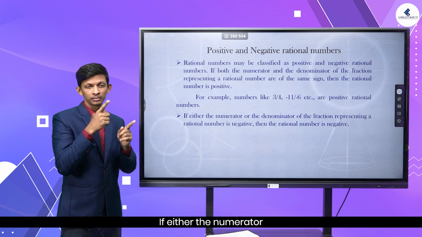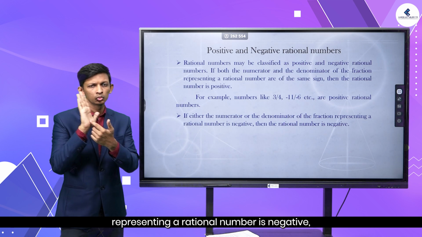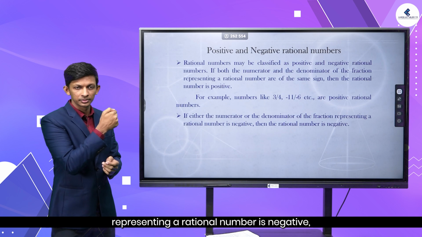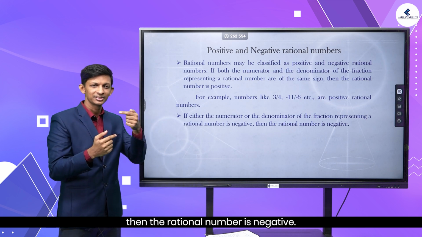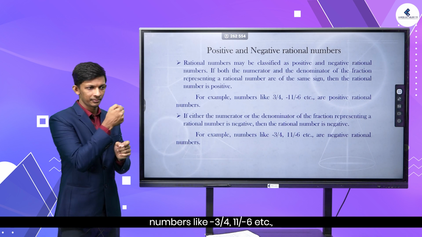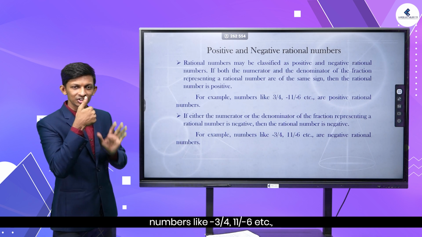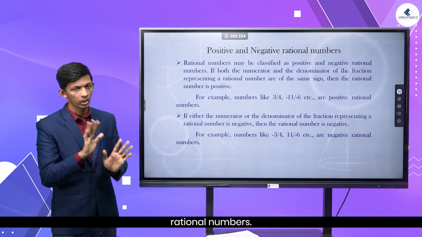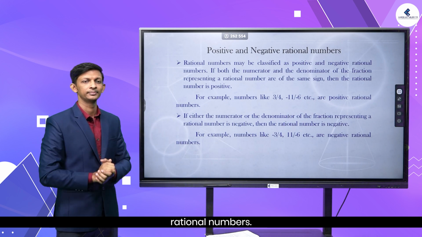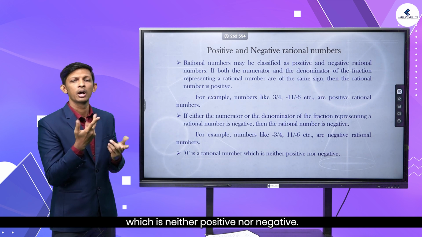If either the numerator or the denominator of the fraction representing a rational number is negative, then the rational number is negative. For example, numbers like minus 3 by 4, 11 by minus 6, etc. are negative rational numbers. 0 is a rational number which is neither positive nor negative.